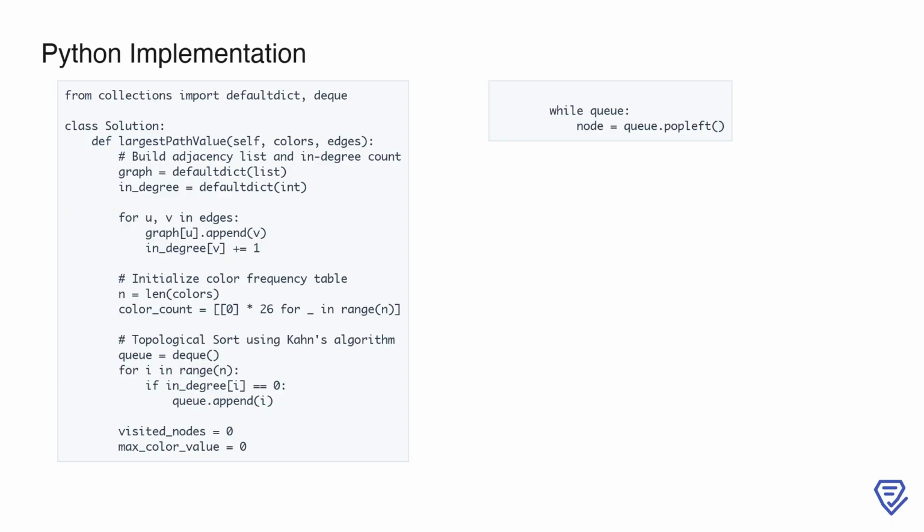We also set up a deque for topological sorting using Kahn's algorithm. Nodes with an in-degree of 0 are added to this queue, as they are the starting points in the graph. Finally, we initialize two variables, visited_nodes to count the number of nodes processed and max_color_value to store the maximum color frequency found so far. The while loop is then set up to process nodes in topological order.